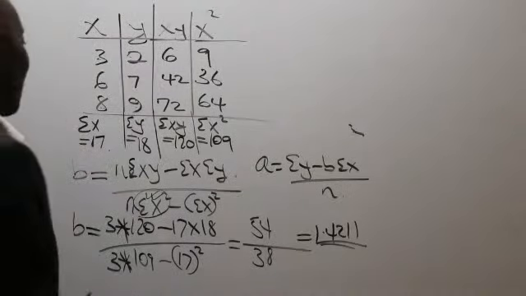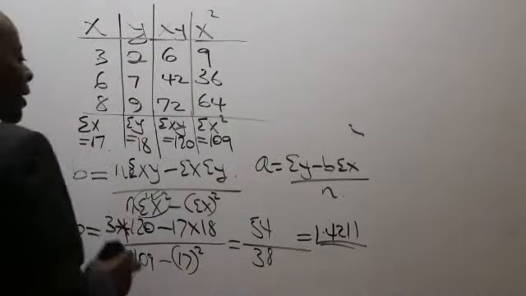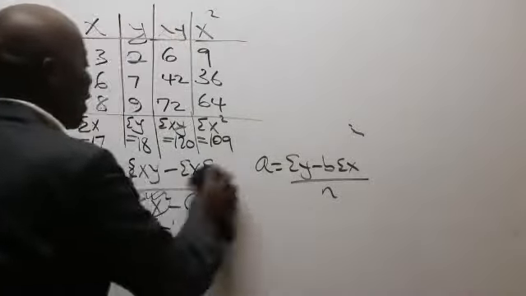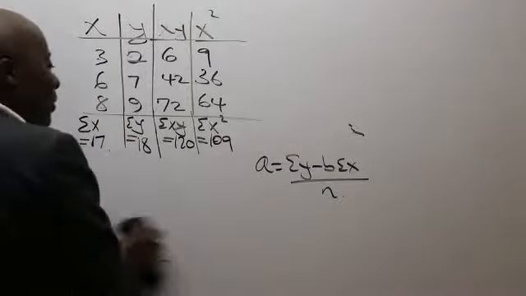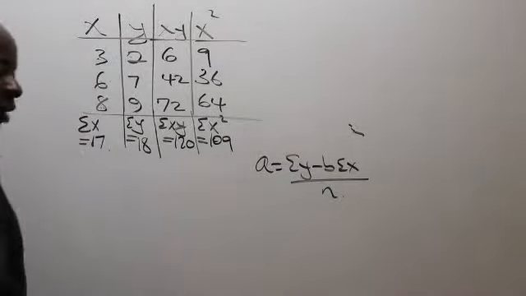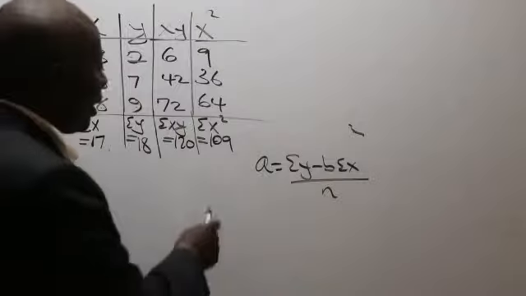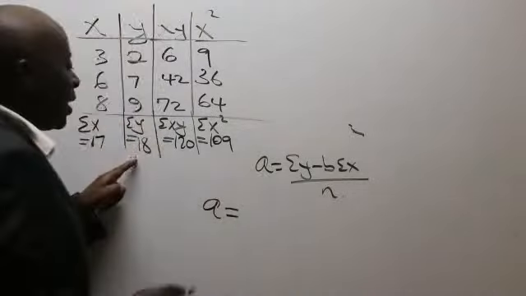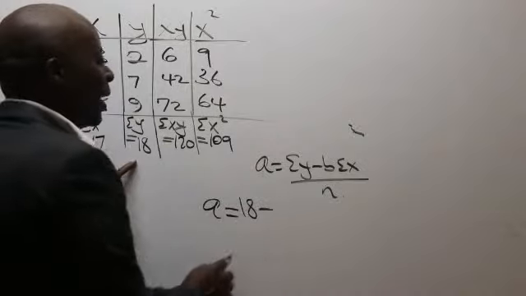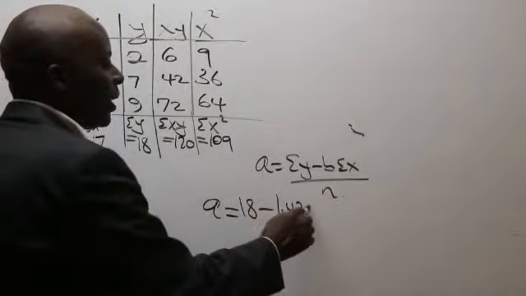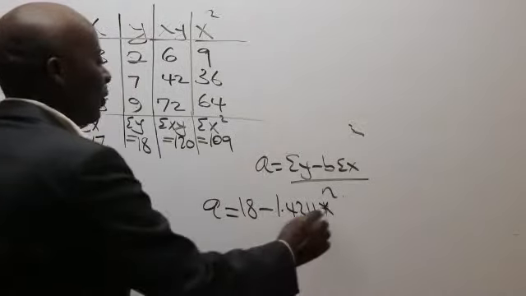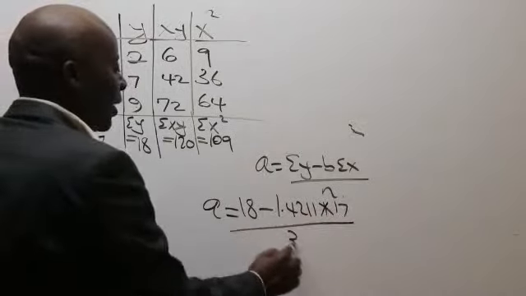Now, ladies and gentlemen, having ascertained that, it is not lost on me that to get to the value of A, the formula that has to be crammed is here. To get the value of A, I know that A should be summation of Y. Summation of Y, already we have it. It is 18 minus B, which you guys have already given me, 1.4211, times summations of X. Summation of X here is 17. Everything to be divided by 3.